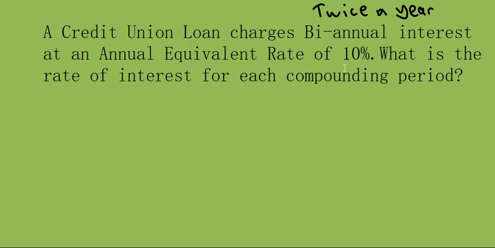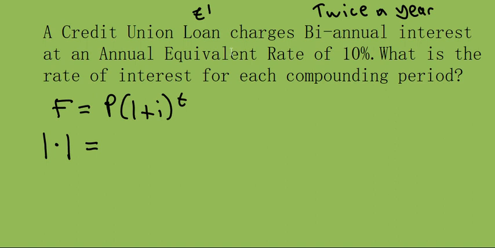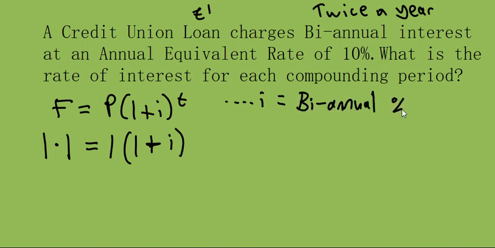So same thing again. If we're using our same formula, F equals P(1 plus I) to the T, my final value is going to be 1.1 because I've borrowed €1. We've made it up again, same thing. We're borrowing €1 just like in the previous examples, and after a year it's going to be €1.1. So 1 plus I, because this I represents the biannual interest rate. And how many periods are we investing it for to get our 1.1?